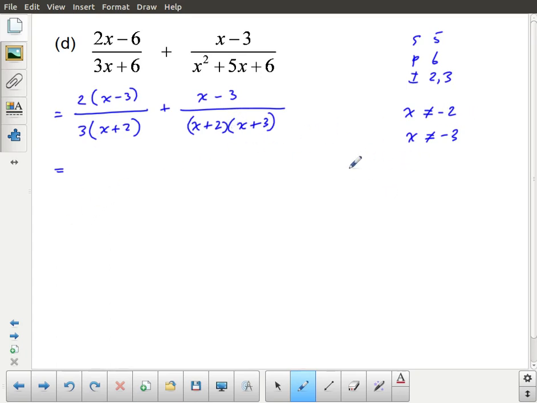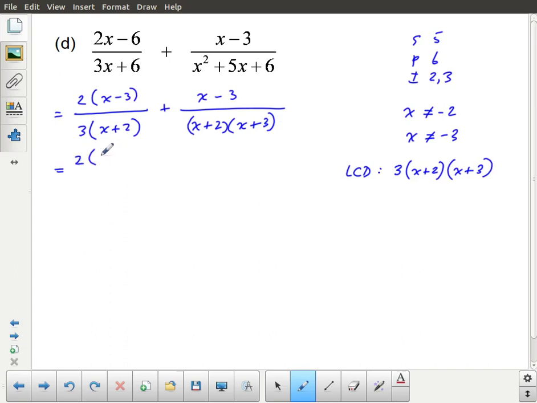Now, common denominator, the lowest common denominator here, we have to make sure that everything is represented. So that includes this number 3 and the factor x plus 2. Now the factor x plus 2 is actually represented in both of the denominators, and the factor x plus 3, which is only represented in this right-hand denominator.